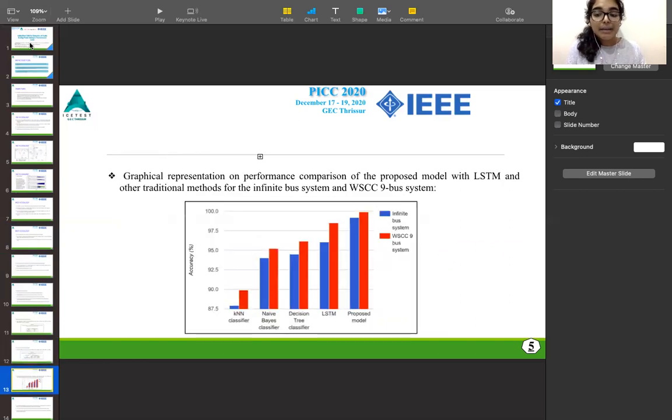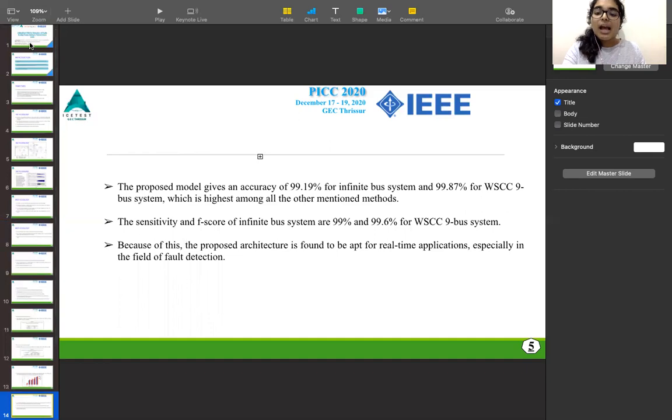This is a graphical representation of our work, which shows the results from various techniques that have been used in the WSSC 9-bus system and the infinite bus system. Our proposed model showed the best results in identifying faults, power swing, and critical cases of faults that have occurred with power swing, and hence is found most apt for real-time applications. The sensitivity and F score of the infinite bus systems are 99 and 99.6%. This is also really good.